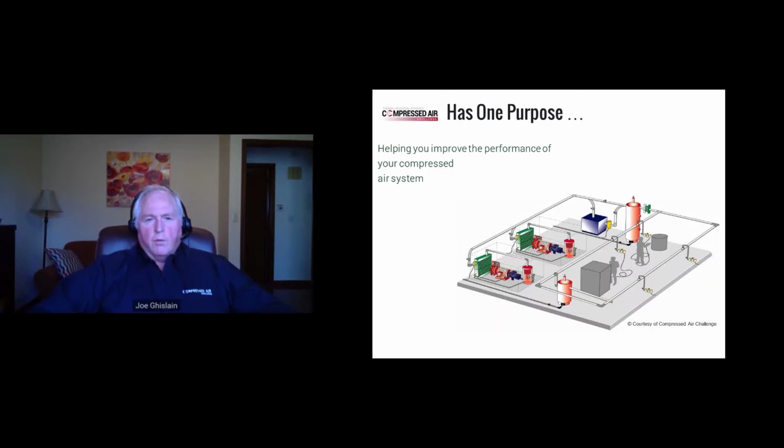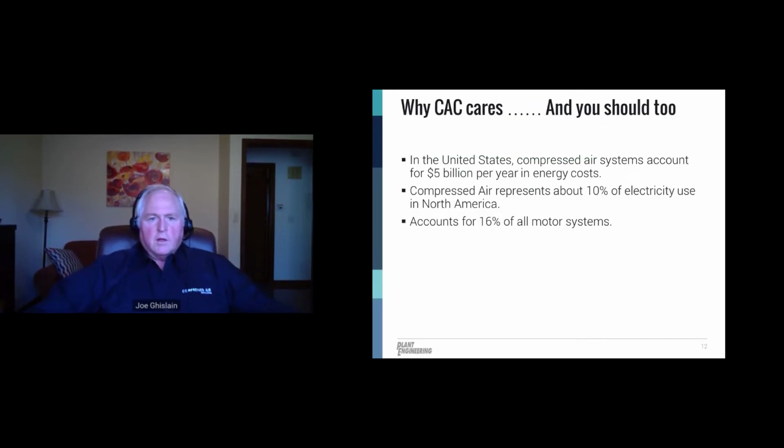Really they have one thing in mind, and that's to help you with the performance of your compressed air system. So it's really about educating the end user. It's a nonprofit organization, and again, the whole purpose is education.